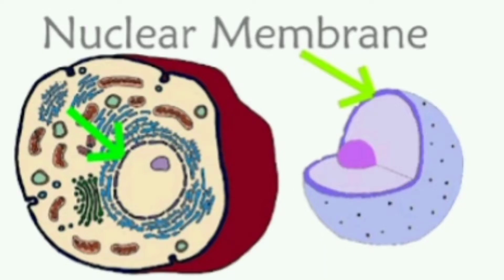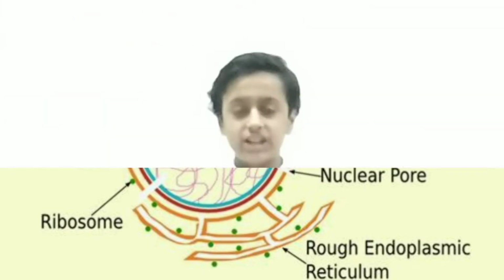Now we are going to talk about the nuclear membrane. The nucleus is covered by a membrane known as the nuclear membrane. The nuclear membrane is double-layered and permeable. This permits the nucleoplasm to interact with the cytoplasm. The external layer of the nuclear membrane is continuous with the membrane of the endoplasmic reticulum. The space between the two layers of the nuclear membrane is continuous with the lumen of the endoplasmic reticulum.